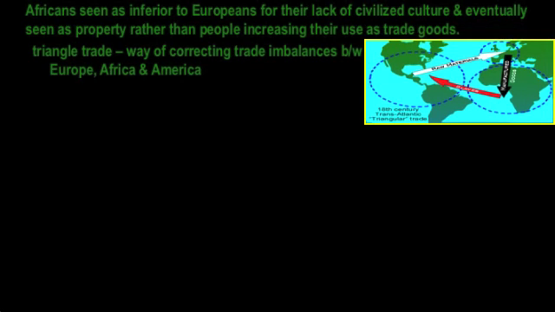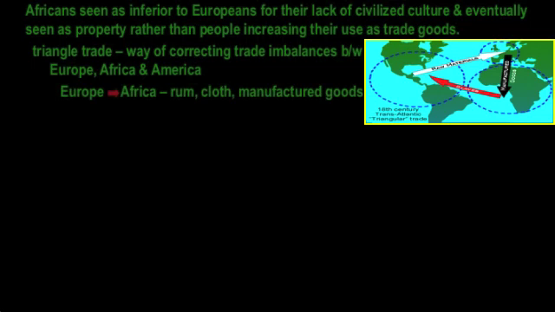And this buying and selling and trading of Africans to do work in the Americas will eventually lead to this humongous trading network that we call triangle trade, which was a way of correcting trade imbalances between Europe, Africa, and America. From Europe to Africa, the Europeans would sell rum, cloth, and manufactured goods to the Africans in exchange for slaves. Now, one thing that many people don't realize is many of the African slaves that were brought from Africa to the Americas were already slaves in Africa.